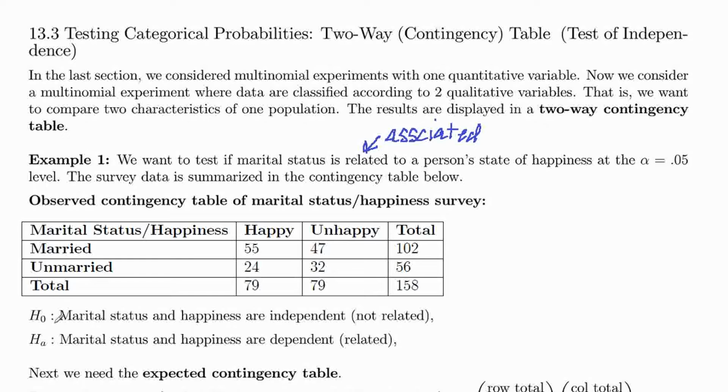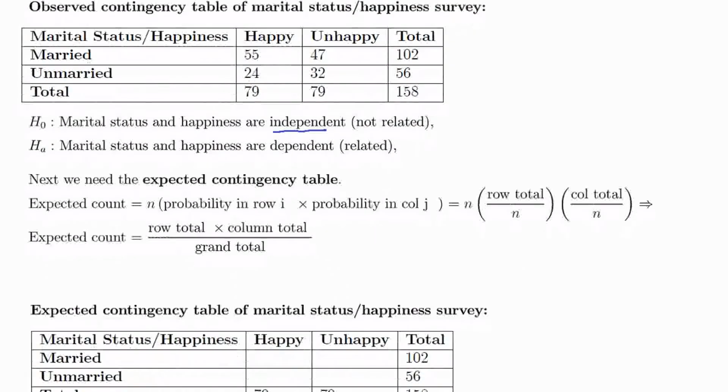So our null hypothesis is going to be that there's no relationship. So it's going to be marital status and happiness are independent or not related, not associated. And then HA, the alternative hypothesis, is going to be that they are dependent or they are related, they are associated. So we need to form what's called an expected contingency table, and this contains the expected counts of the different cells. So these are what we observed, the observed counts, 4 observed counts, and then we had row totals and column totals.